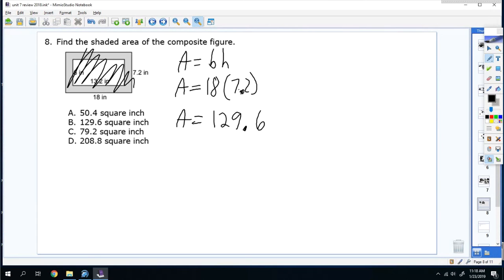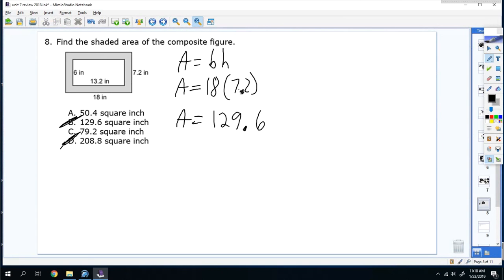Okay? What I did is I just found this entire rectangle. But that's not what it's asking for. It's asking for the shaded part. So that means 129.6 is wrong, so I'm going to cross off B. And I'm also going to cross off D. The reason why I cross off D is because D is greater than the area I'm starting with. My answer has to be smaller than the entire area because I'm subtracting things away.